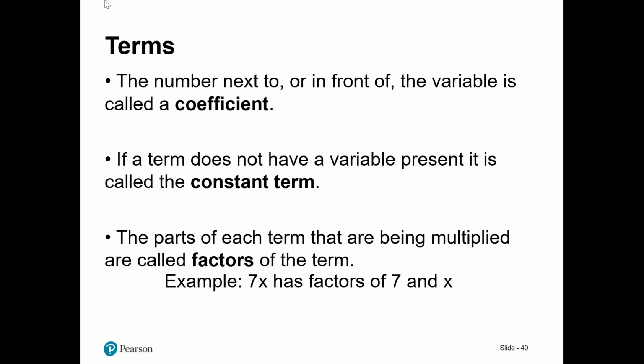Okay. Terms: the number next to or in front of a variable is called a coefficient. So if I had 3x plus 2y, the coefficients would be the 3 and the 2. Those are coefficients.